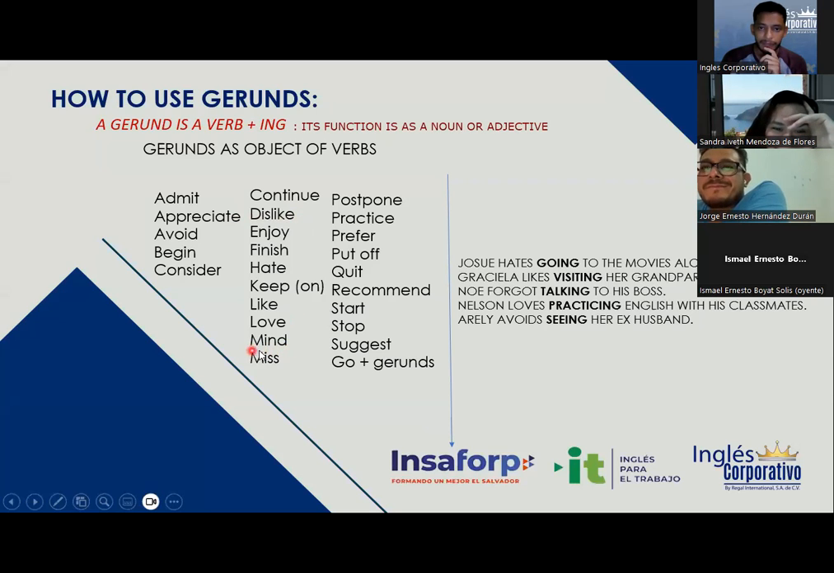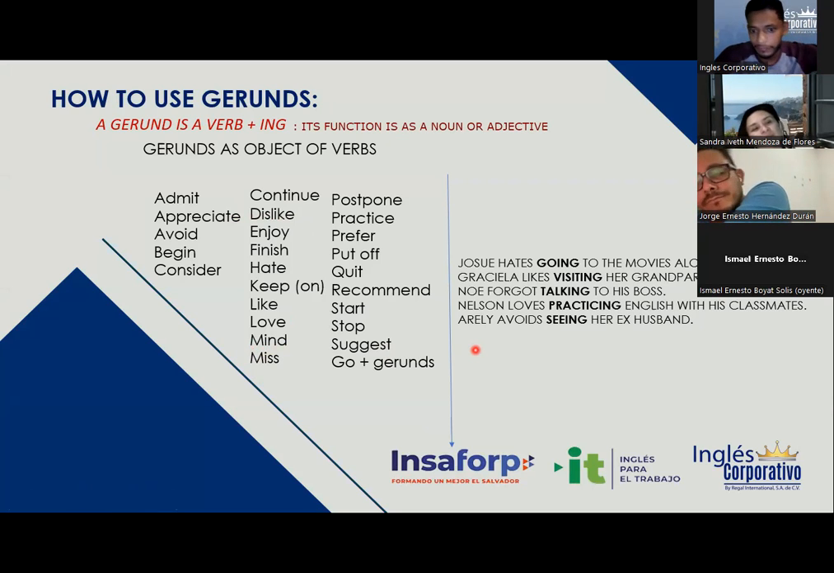Let's use mind. Mind significa importar. El verbo mind solo se puede usar con gerundios. No puede decir mind to. Never mind. Ah, esa es otra cosa. Mind es mente, también es mente. Y never mind es una expresión, olvídalo. Ok. So let's go.